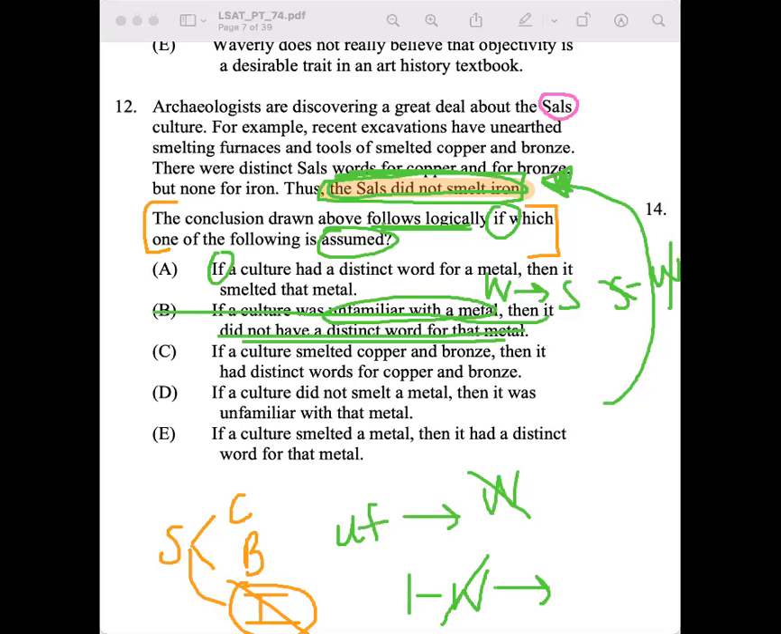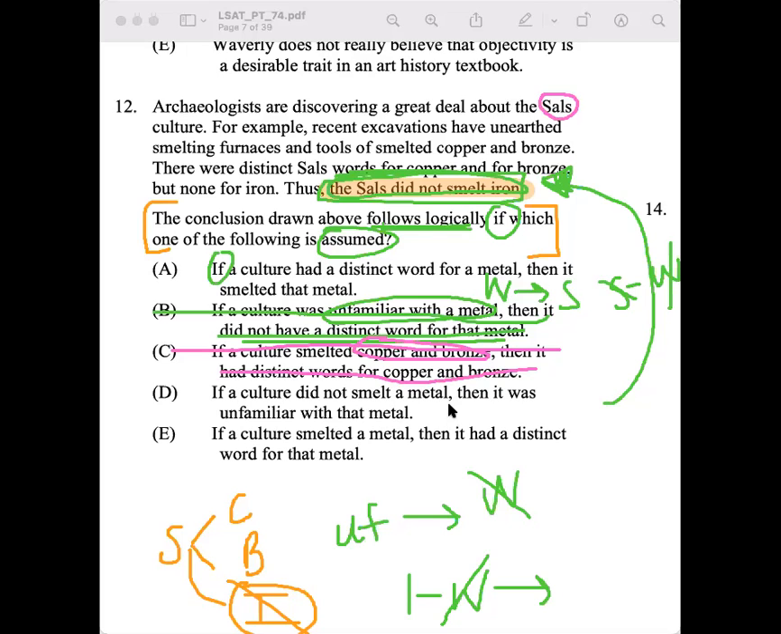So if a culture smelted copper and bronze, it had distinct words for copper and bronze. So I don't feel like it's helping at all. Right. It's like, okay, cool about copper and bronze, but our conclusion isn't talking about copper and bronze.